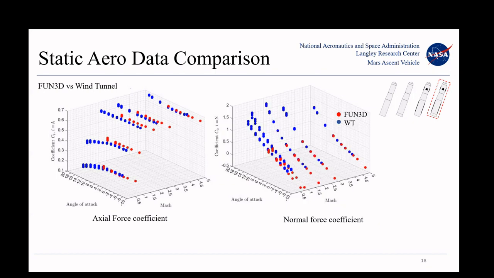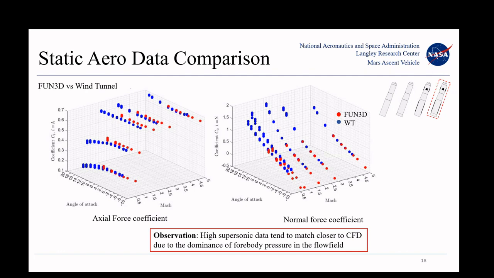And same thing with the normal force coefficient. We've got some good comparison here. So I'm just showing you that we've got good techniques at Langley, and that's all I got to say here. Okay, so observation: high supersonic data tends to match closer to CFD due to the dominance of forebody pressure in the flow field.